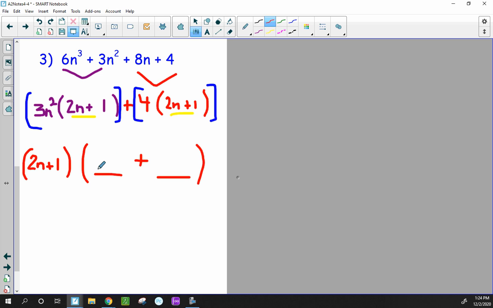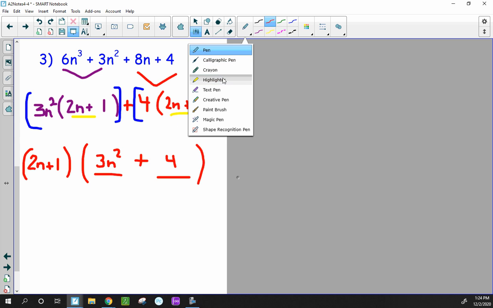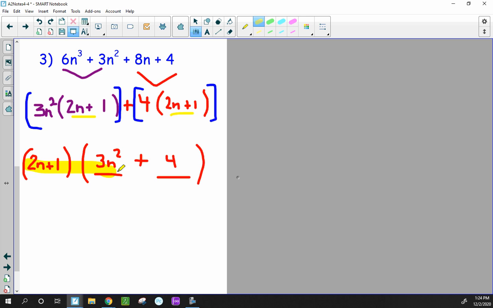2n plus 1 times something is all of this. That's going to be that 3n to the second. See how it comes down. 2n plus 1 times something goes here to make this match, and that would just be the 4. So there's my final factorization. 2n plus 1 times 3n squared plus 4.